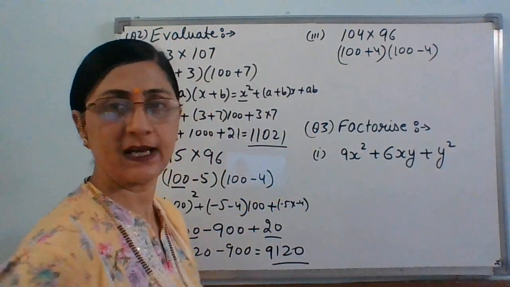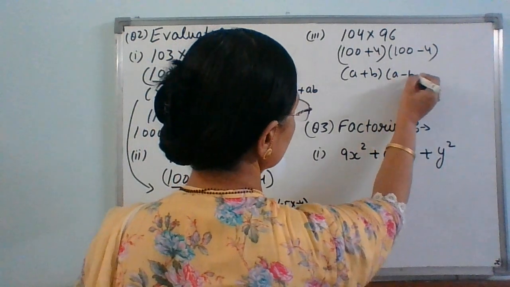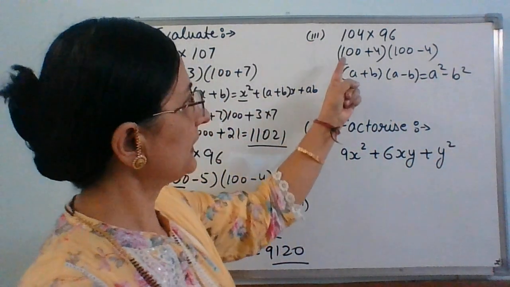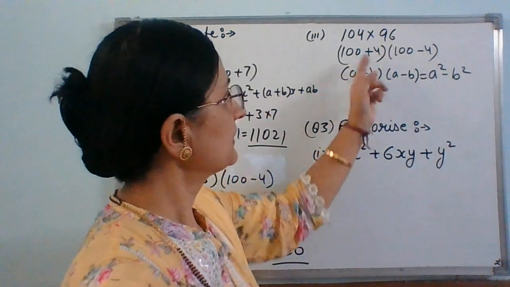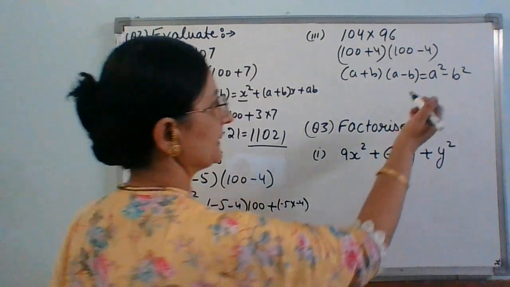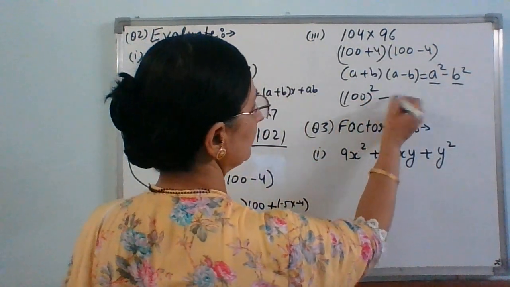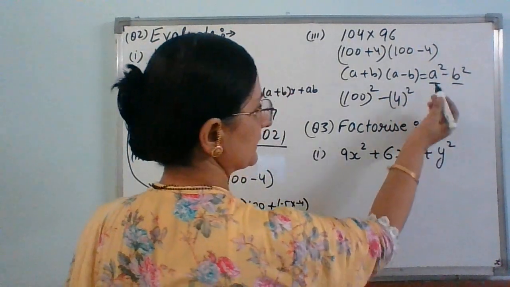So now the formula identity changes. We'll be using a plus b into a minus b. What was the answer? a square minus b square. If we have a plus b and a minus b, a and b are the same, right? So one positive, one negative. So we get the answer a square minus b square. What is a here? 100. Square of that will be the answer. What is b? 4. 4 square and minus in between.